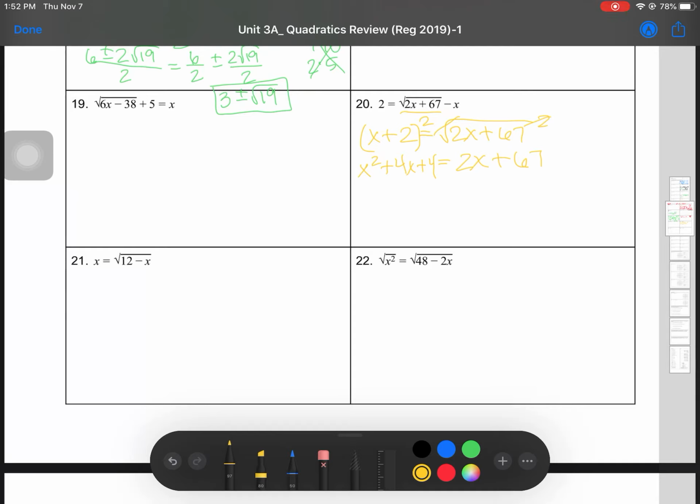Do make sure on ones like 19 through 22, you need to check your answer. Okay, if you don't remember why, look back into your Unit 2 notes as well as your unit notes over these examples. But do make sure you check on all 4 of those problems.